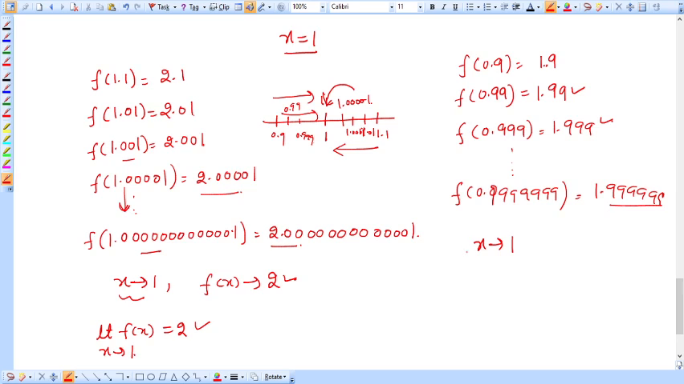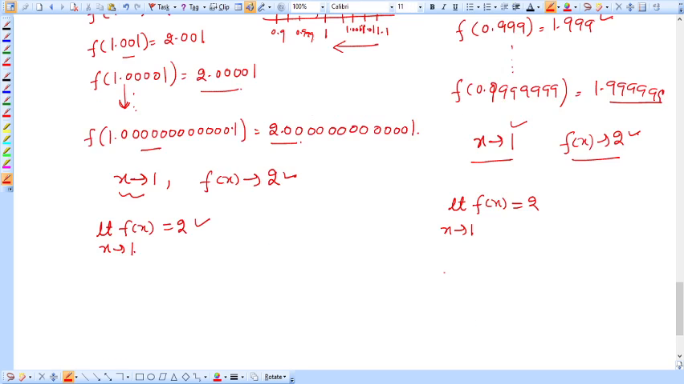Okay, so here we are approaching x toward 1 from the left hand side, and what we are getting is that f of x is also coming closer to 2, right? So when we are approaching x toward 1, f of x is coming closer to 2. So this is called the limit of f of x is equal to 2 when x approaches 1. Okay, so this is what we call a limit, right?